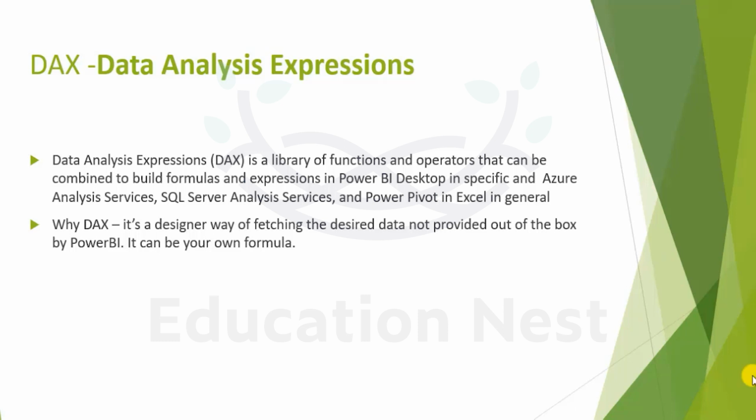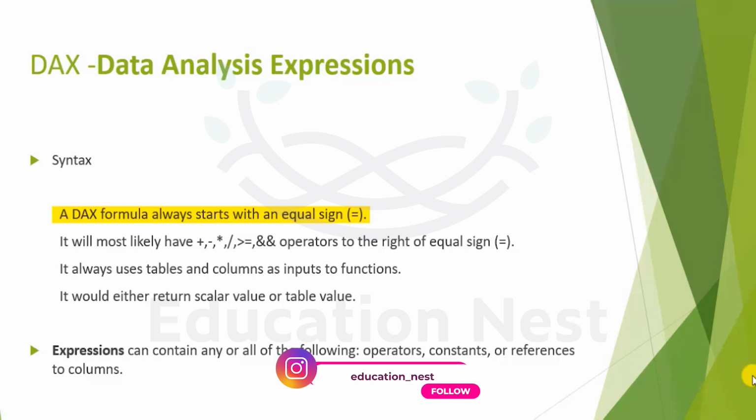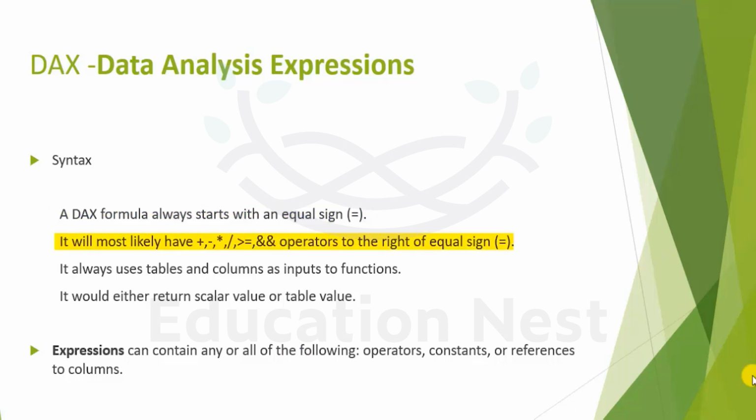On those lines, let's have a look at the syntax of data analysis expressions. In general, you would always see that a DAX formula starts with an equal to sign. That sign means whatever you get from the right hand side of the equal to sign would be shown as an output to the measure or the card. In layman's terms it is a formula, and it would most likely have plus, minus, asterisk, forward slash, less than equal to, greater than equal to, and double ampersand operators to the right of the equal to sign.